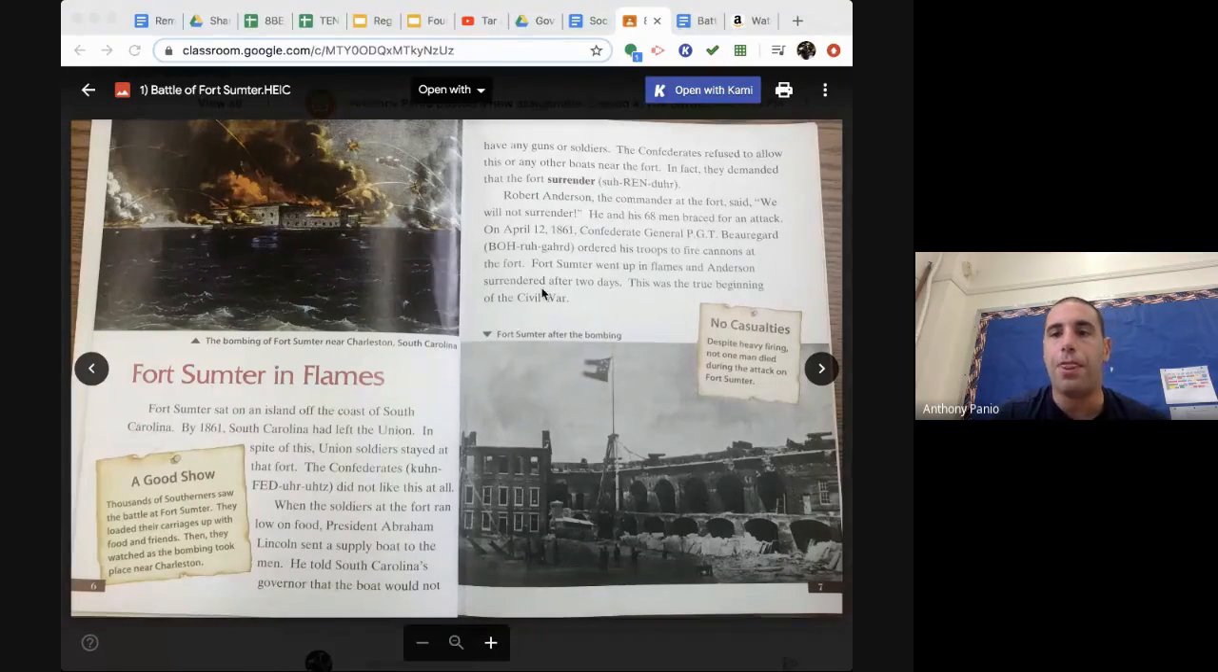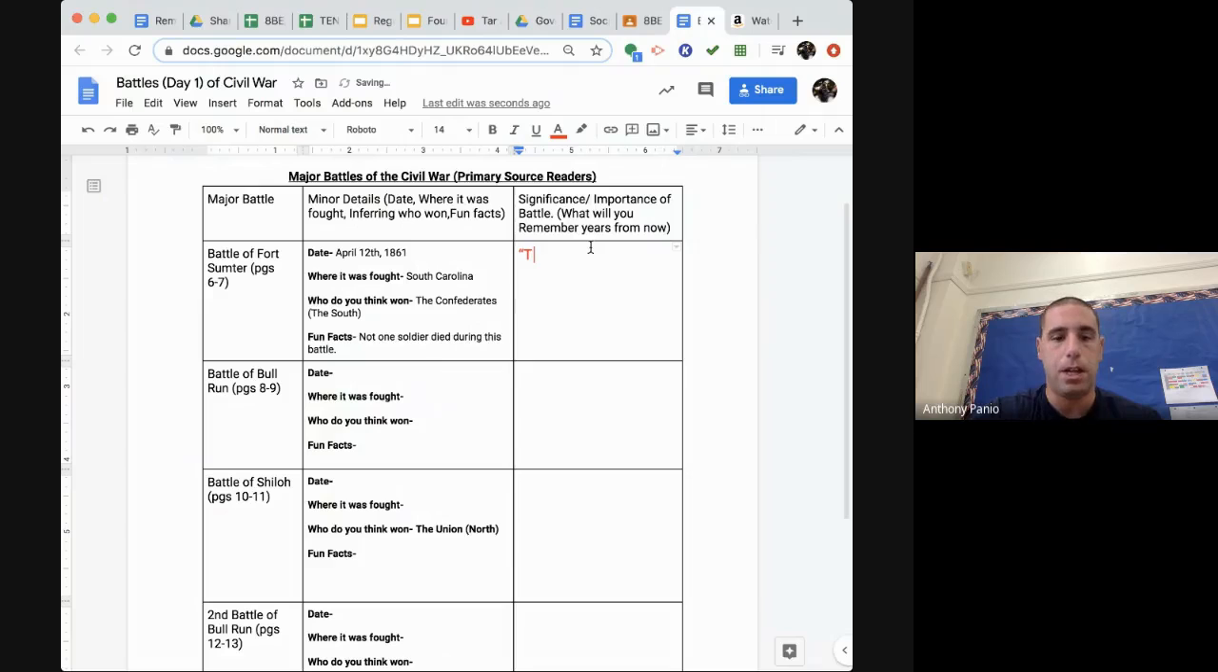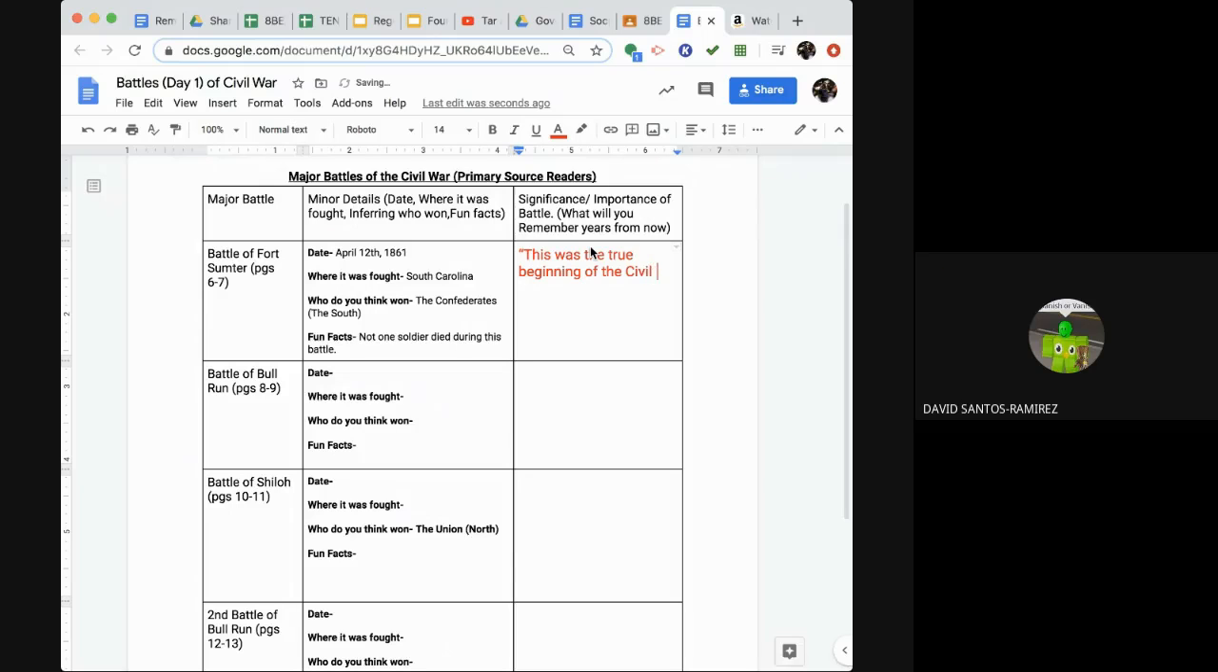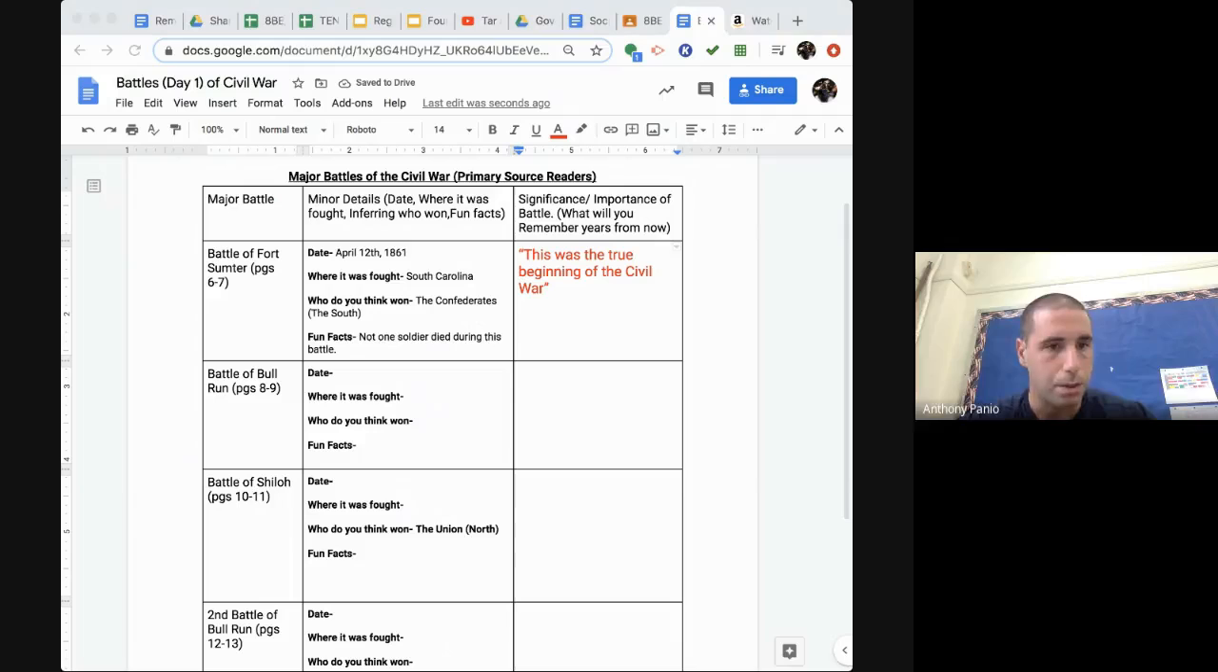Here's what I think is the most important. You ready? That this was the true beginning of the Civil War. If Fort Sumter never happens, ladies and gentlemen, we never get the start of the Civil War. But since the Confederates attacked the fort, this was the start. This was the moment that said, okay, we need to go to war now to fight against the Confederacy. So what I remember is this was the true beginning of the Civil War. All right, so we're going to fill that in our box there.